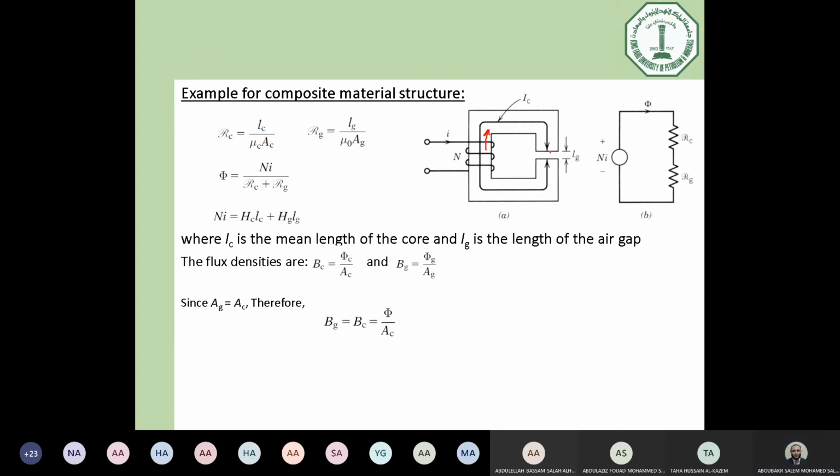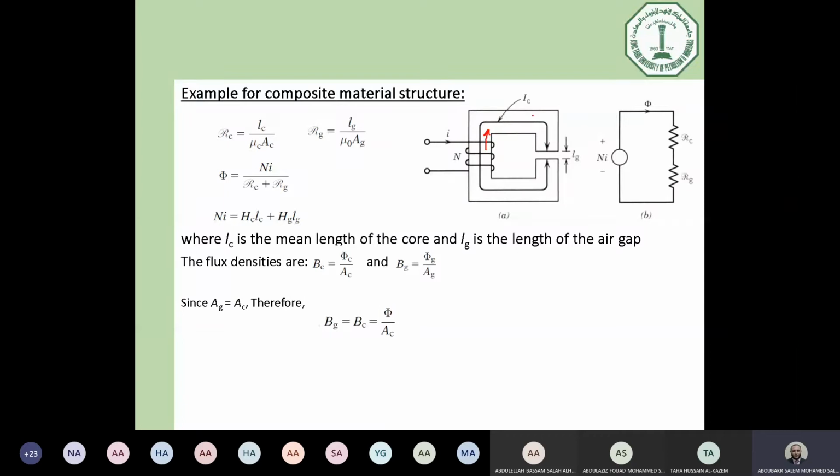And in that case, we can assume that the area of the air gap is the same as the cross-sectional area of the core. And this will be the case in all of our models or all of our problems. Okay, guys? So we will assume all the time that the cross-sectional area of the air gap is the same as the cross-sectional area of the core.